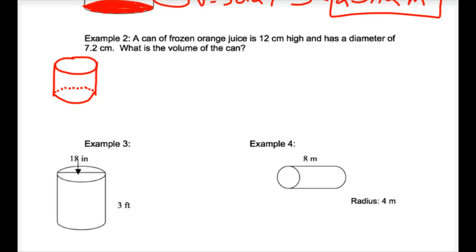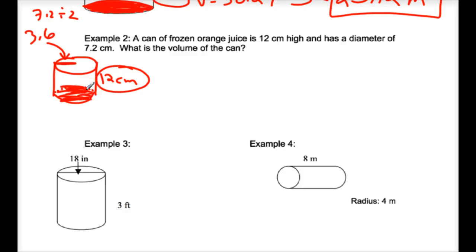Where would the 12 centimeters go? It's the height. It's the number you should probably circle. It has a diameter of 7.2. We don't really care about the diameter. If the diameter is 7.2, what's the radius? 3.6. He did 7.2 divided by 2. Remember, the radius is half the diameter. Okay? Shade in your bottom. Circle the 12. Big B times H.